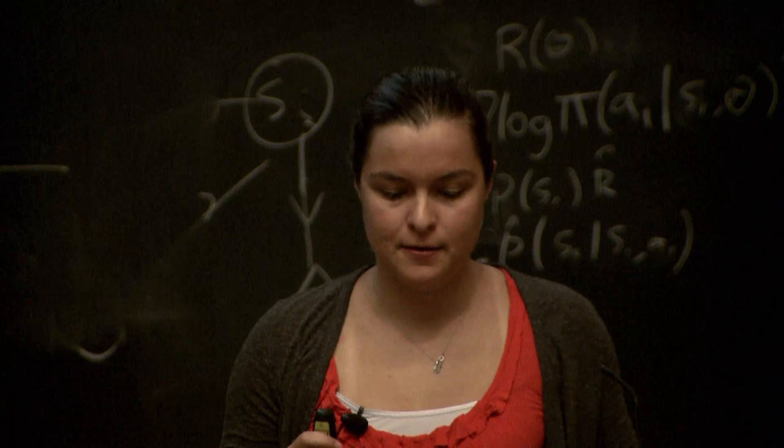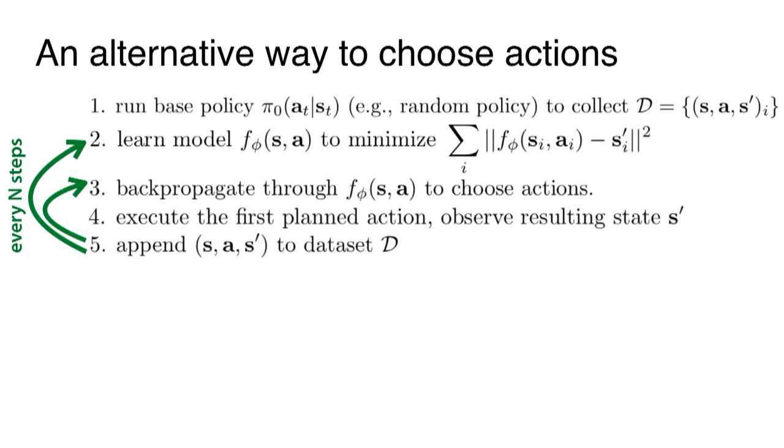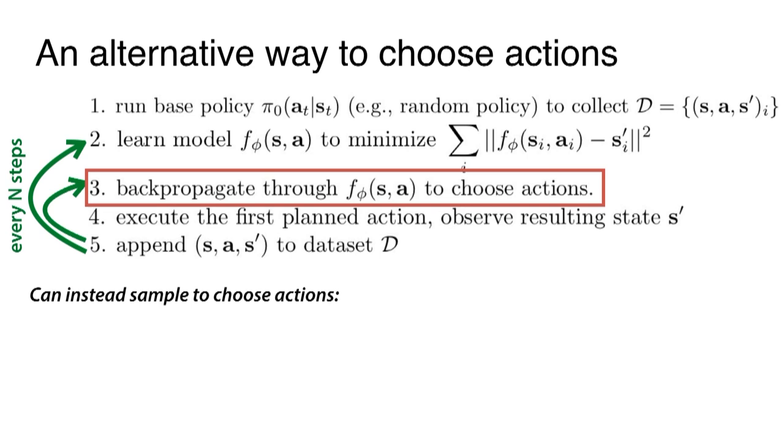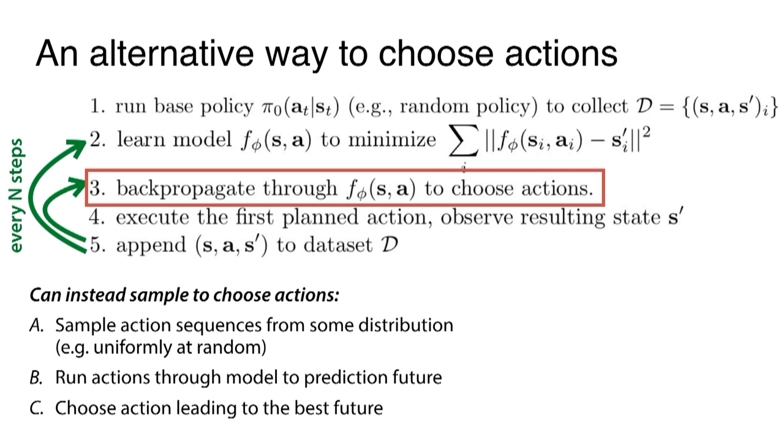So far, I talked about one way to choose actions, which is by backpropagating through your model. There's actually another way to choose actions. Instead of backpropagating through your model into your policy, you can use a sampling-based approach. What this looks like is you first sample a bunch of different action sequences into the future from some distribution. Maybe it could be a uniformly random distribution. It could also be another distribution. Run those actions through your predictive model. So given your initial state and your sequence of actions that you sampled, just imagine what's going to happen in the future using your model. And then pick the trajectory that you like the best according to your model, and execute the corresponding action. So this is another approach.